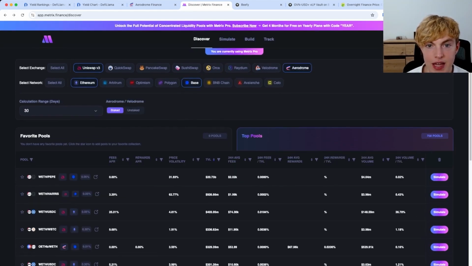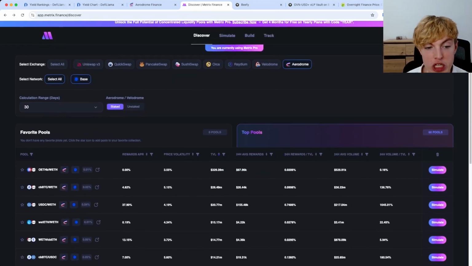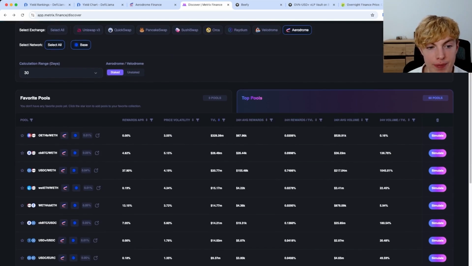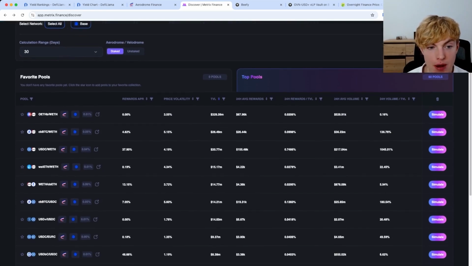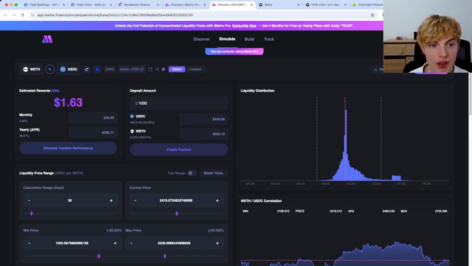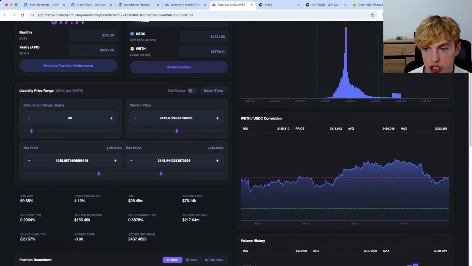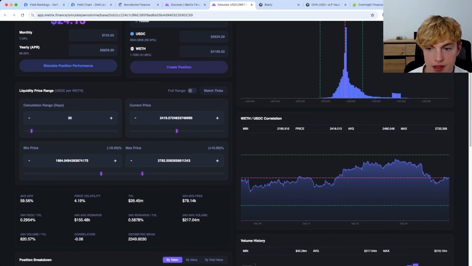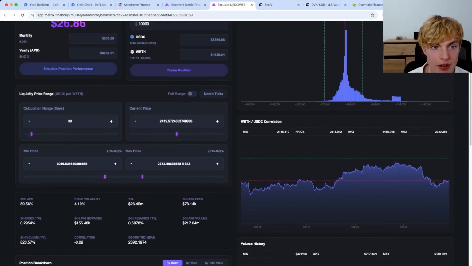So let's go to Base, Aerodrome. Okay, here we go. I'm just going to go down this list and keep looking for liquidity pools that I'd want to potentially include in my portfolio. First of all, this pool that I found, Ethereum to USDC, let's set our deposit amount to a potential $10,000. As you can see off the bat, the yearly APR percent is much higher than the other pool we were looking at. Now if we were to adjust our range, say we want to make the max price around 2,700 and the min price around 2,056, we're looking at an APR of about 98%.